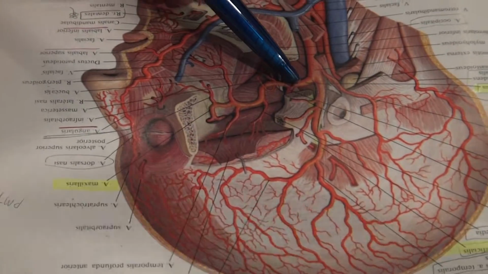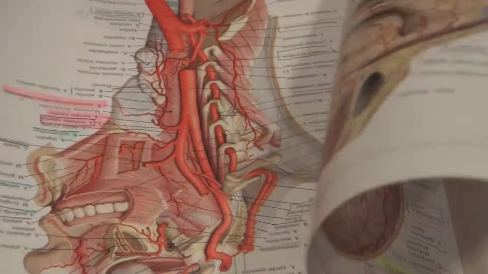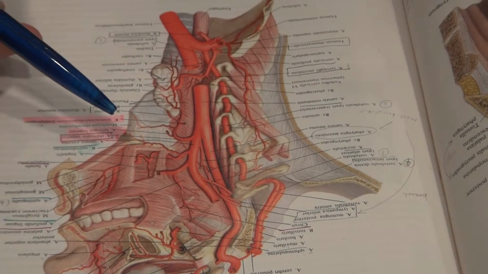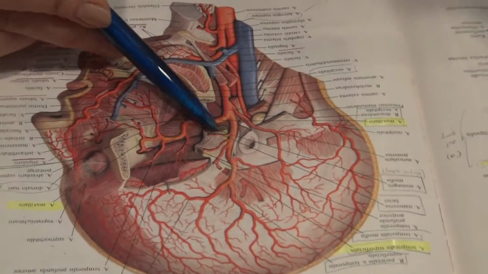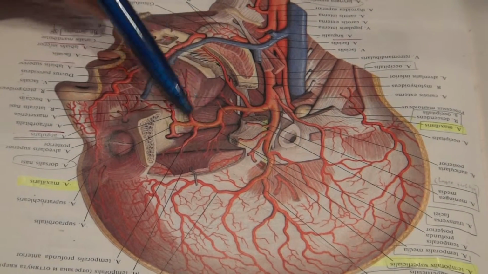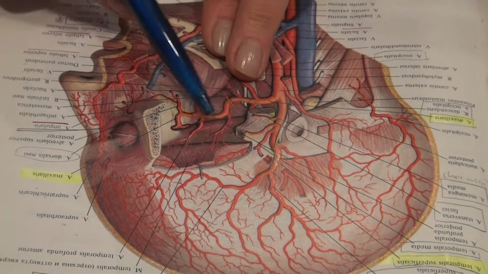Here it gives the arteria meningea media, which goes through the foramen spinosum into the skull cavity, the middle cranial fossa. In the pterygoid portion, it also gives two small arteries.